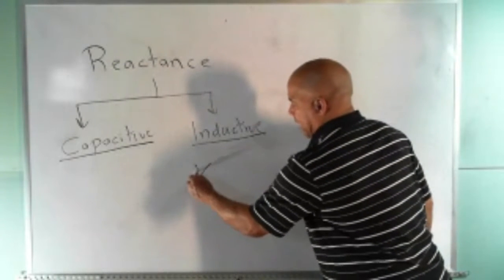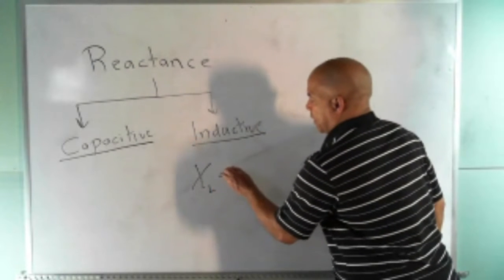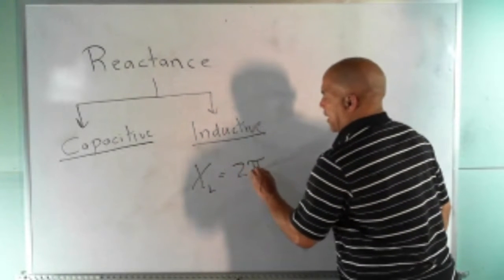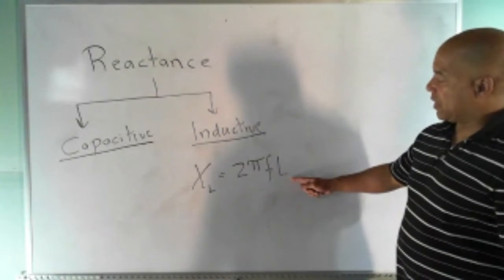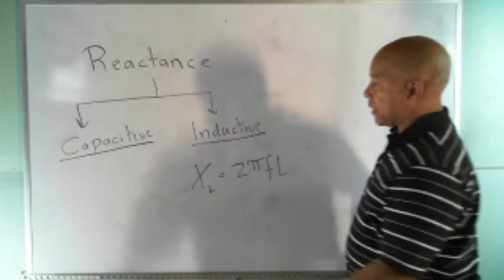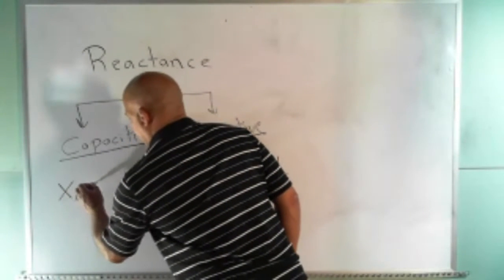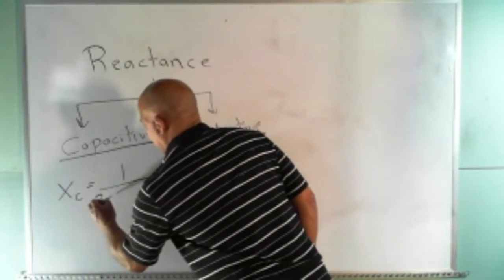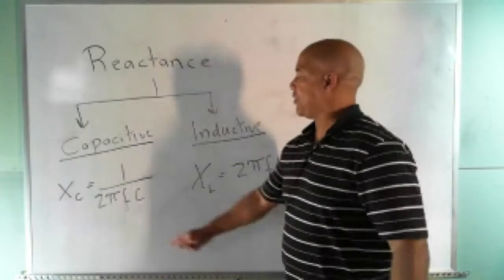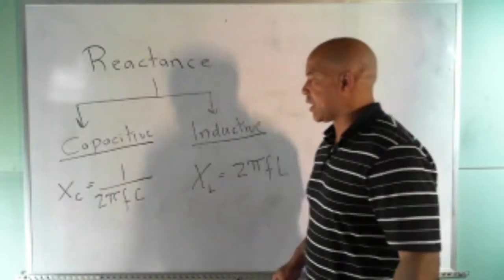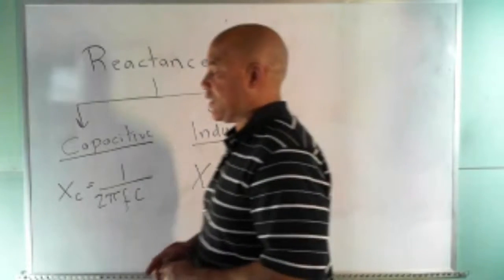So XL, inductive reactance, XL is equal to 2 pi F L. L is the inductance and F is the frequency. Over here, XC is 1 over 2 pi F C. Again, F is the frequency, C is the capacitance. And so we'll do some calculations with that today.